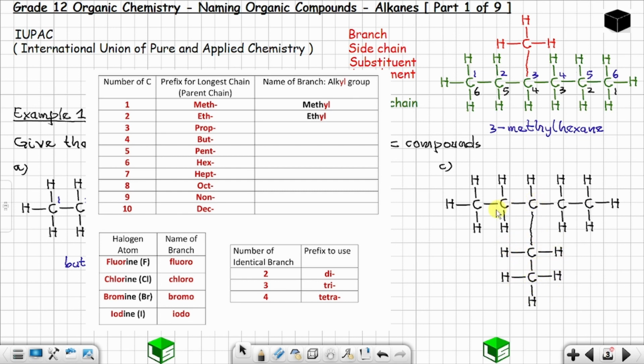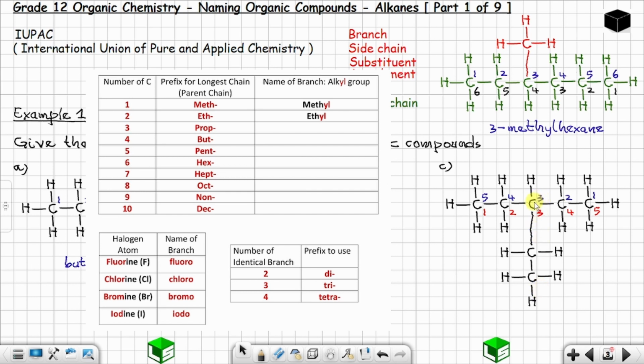Okay, so now how are we going to number this? Should we number it from left to the right like this: 1, 2, 3, 4, 5, or from right to the left like this: 1, 2, 3, 4, 5? You can see if you do it from left to the right or from right to the left, it doesn't change anything. The branch will still be located on carbon number 3. So in this case, it doesn't matter if you number it from left to the right or from right to the left.